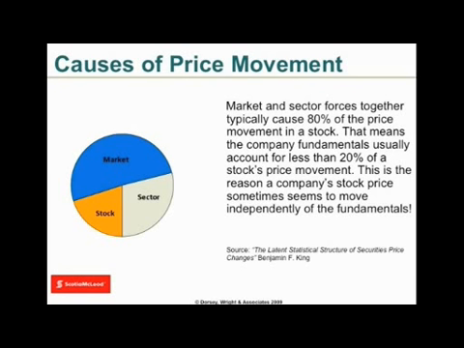When we look at the causes of price movement in any individual stock, the market and the sector together on average cause 80% of the price movement in that stock. That means that company fundamentals usually account for less than 20% of a stock price's movement. This is the reason a company's stock price sometimes seems to move independently of the fundamentals.